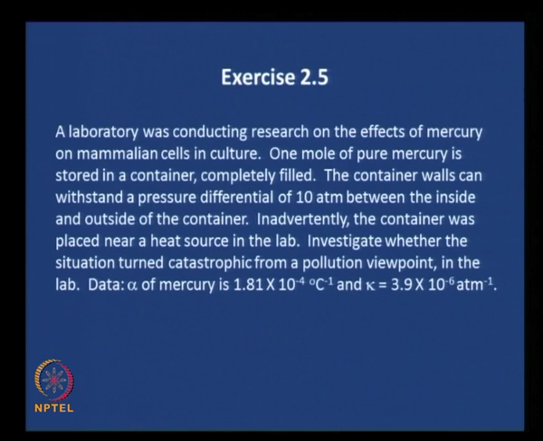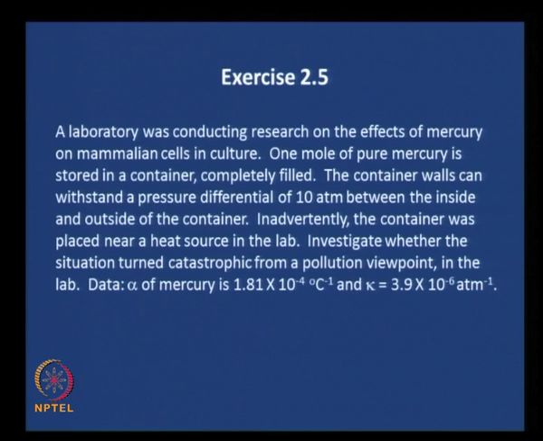Inadvertently, the container was placed near a heat source in the lab, which happens often in the lab, so you should be careful. Investigate whether the situation turned catastrophic from a pollution viewpoint in the lab. What is meant by this is, when mercury spills out, that can cause big and catastrophic pollution. You have heard of the Minamata Bay disaster, where fishes in Japan were poisoned with mercury. So this is from that angle. You need to check whether there was a spill of mercury, in other words whether the container exploded.